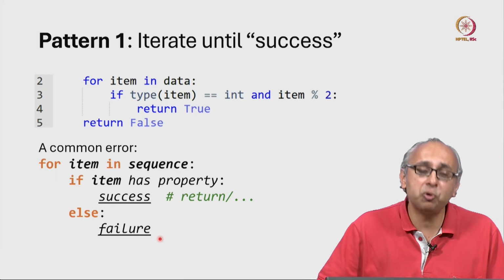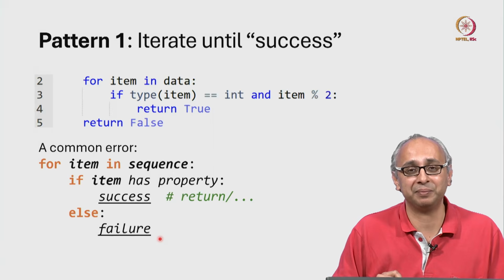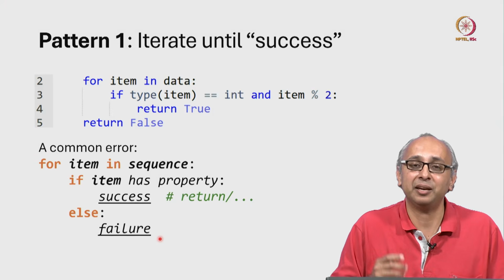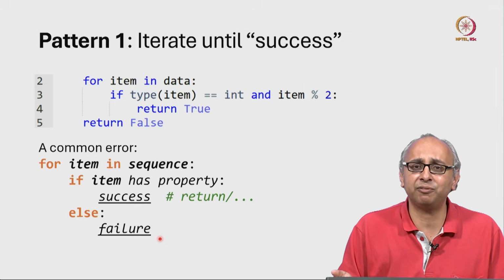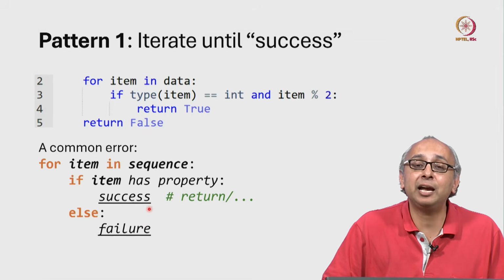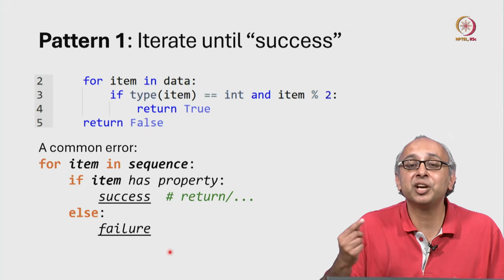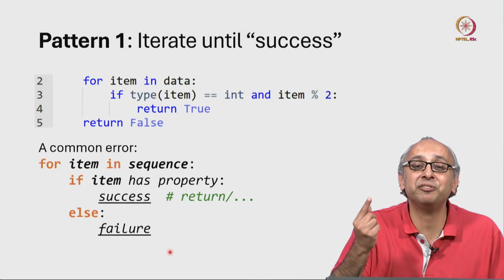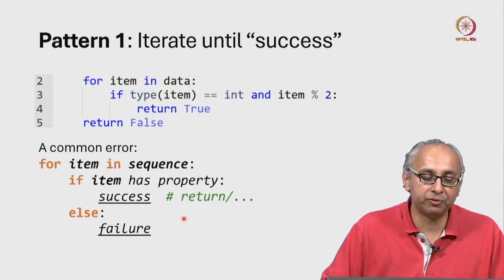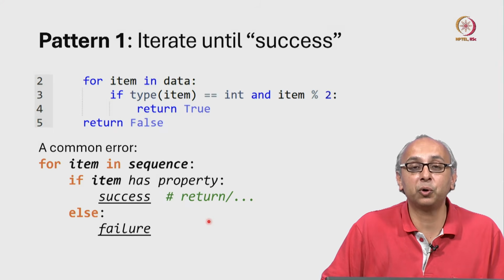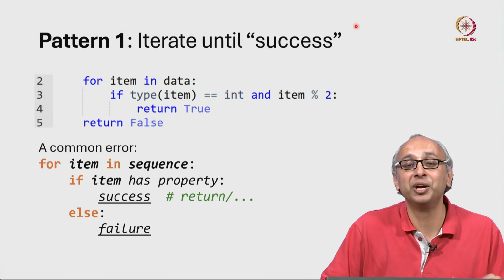This code would only examine the very first item in the sequence. And if that item had the property, it would say success, and otherwise it would say failure. So this code would declare success or failure just on the basis of the very first item. And that's probably not what you want. So very often this kind of code is incorrect if your goal is to iterate until you find some property.